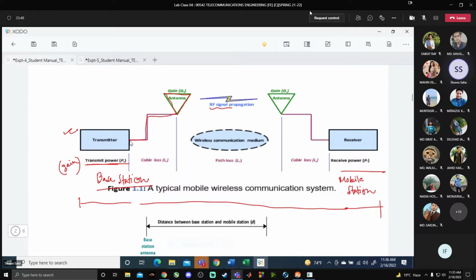Then the cable that you normally use will have a considerable length because it has to go from the room below to the antenna above on the tower. So you may have some cable loss, LC. We can say this is the transmitter side cable loss. Then you have the antenna. Every antenna has a certain gain, so it amplifies the signal further. It is the transmitting antenna gain, GT.